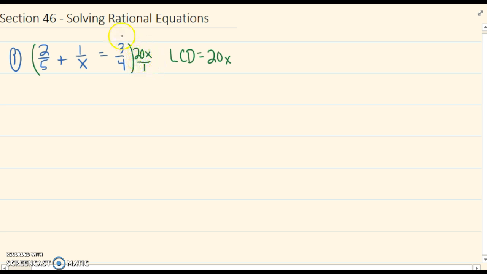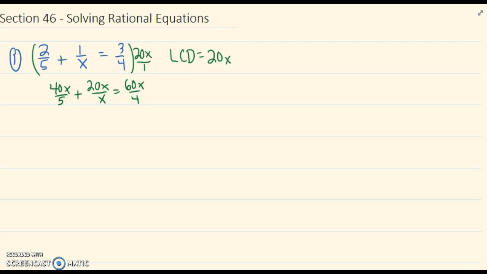So take each fraction. 2/5 times 20x gives me 40x over 5, and we'll reduce that in just a minute, plus 20x over x equals 60x over 4. We're going to reduce each of those. 40x divided by 5 is really 8x. 20x divided by x is really 20. And 60x divided by 4 is 15x. Then we're looking to solve that for x.